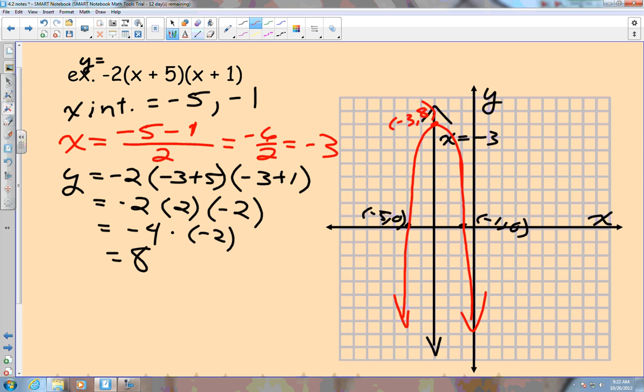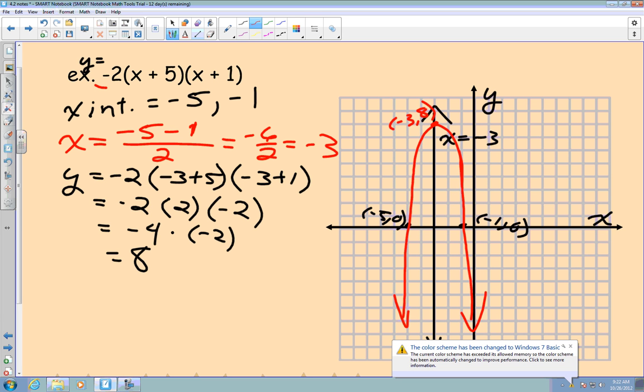That's what you need. Now, the last thing I want you to do is give it the ocularity test. You look at it. This is a negative 2 on front here. Does it make sense that my graph goes down? Yeah. It's times 2, so it's narrow as opposed to really wide. That makes sense. That's what I mean by giving it the ocularity test. You look at it, see does it match with what I know. Okay?